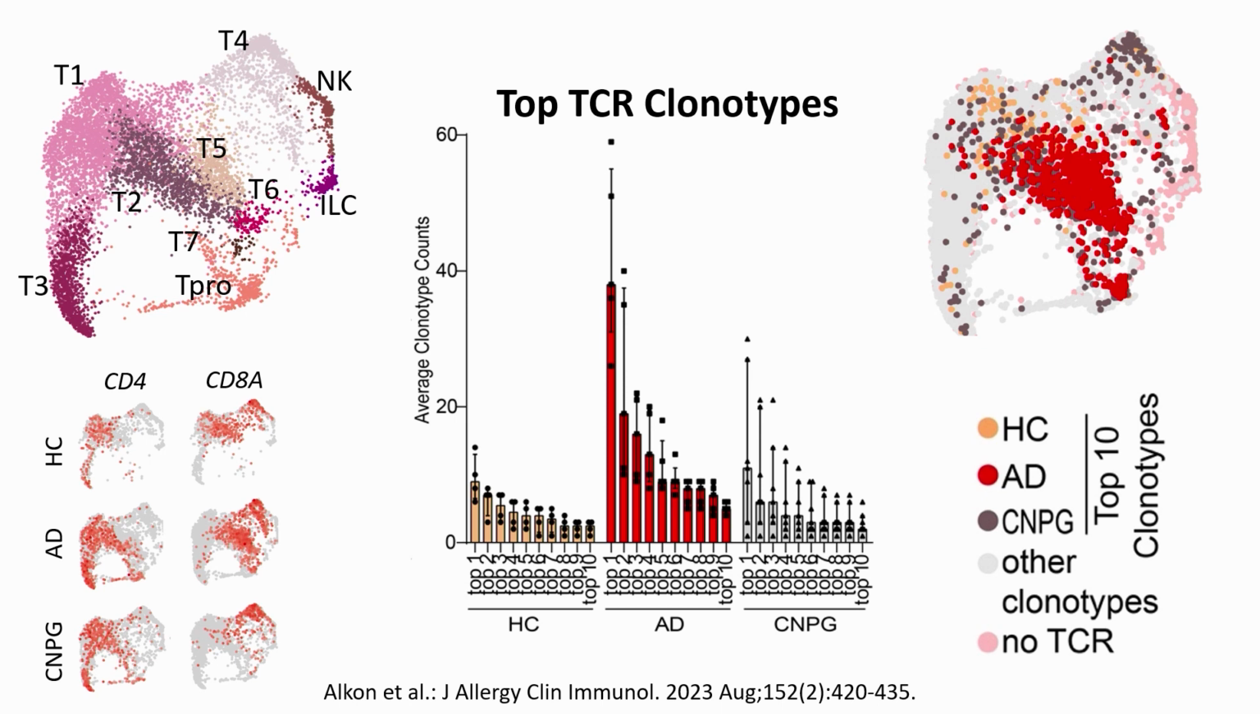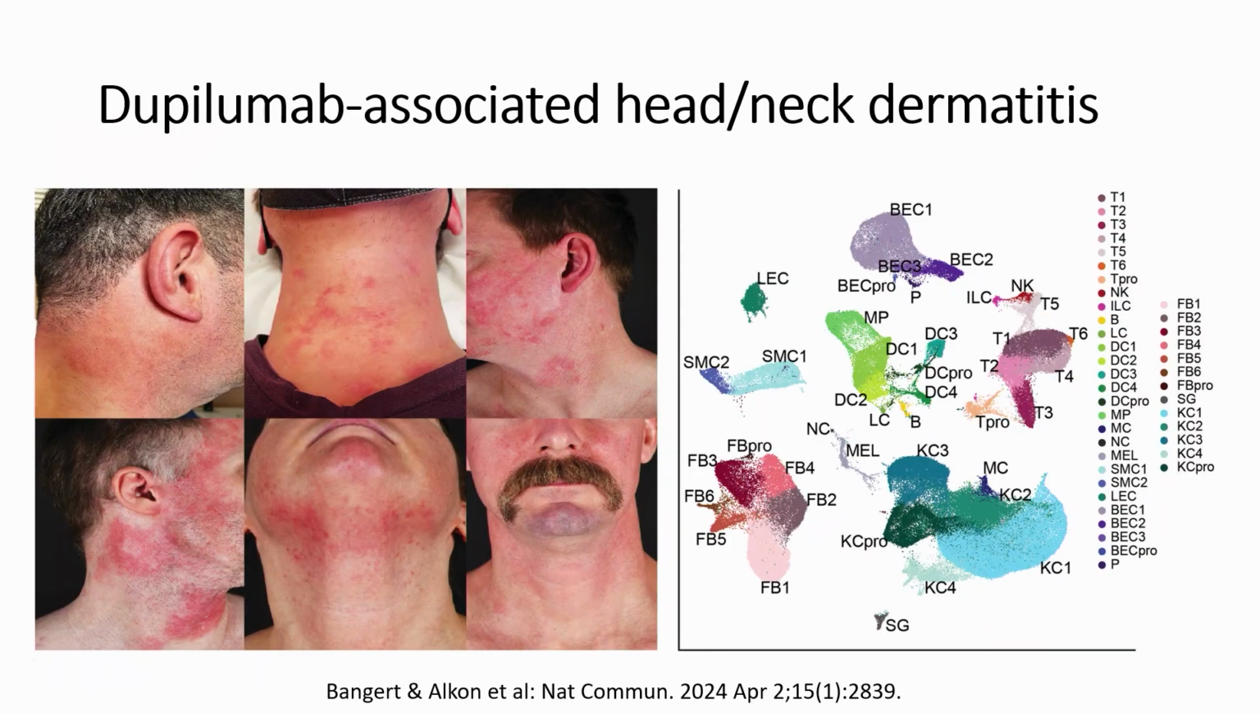And this is how we and others saw that you get some sort of oligoclonal expansion in the skin of atopic dermatitis patients, potentially due to environmental allergens. And this allows us now to study these cells at unprecedented depth.